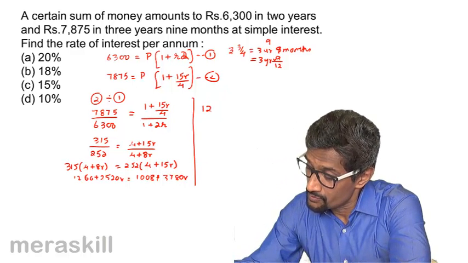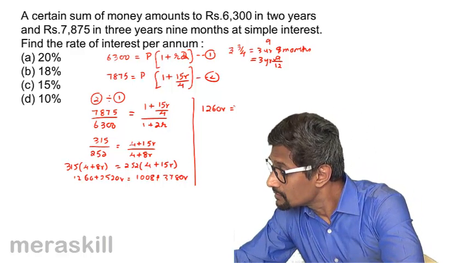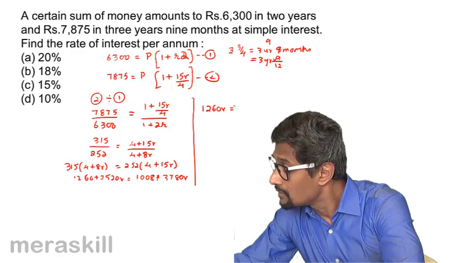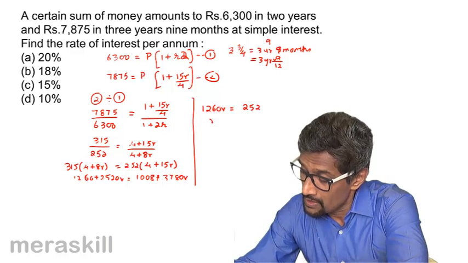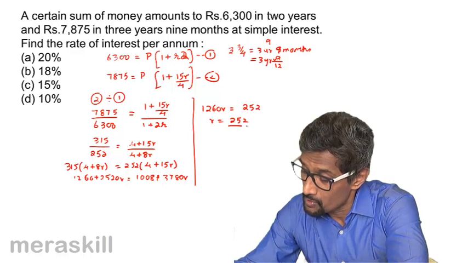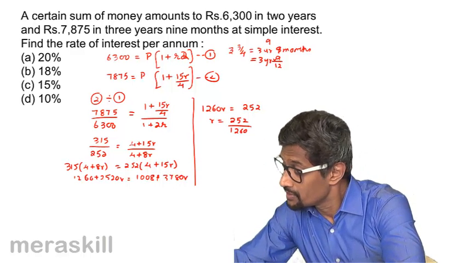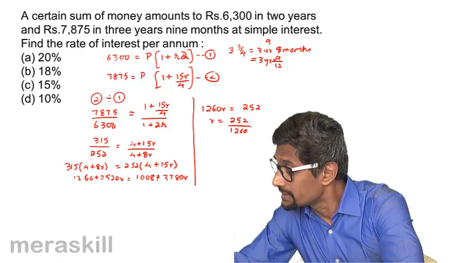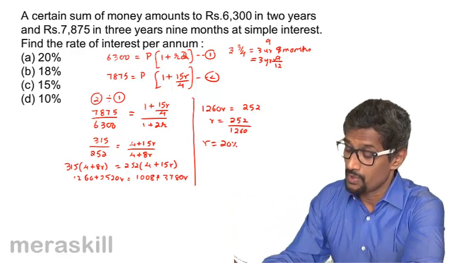So we have 1260R is equal to 252. So R turns out to be 252 upon 1260, which turns out to be obviously 20%. So the rate of interest turns out to be 20% per annum.